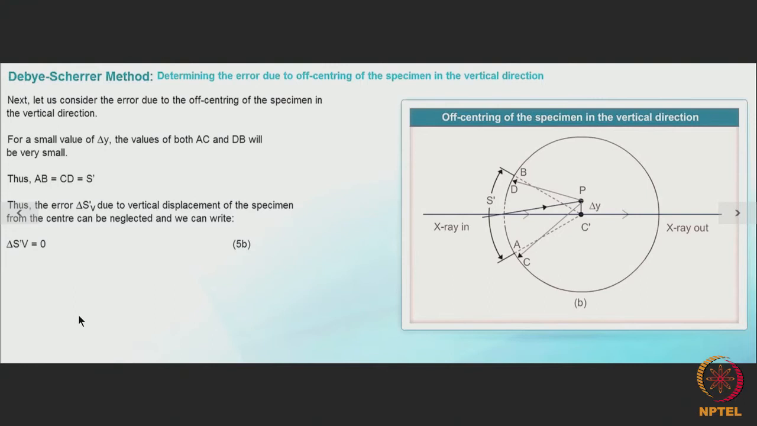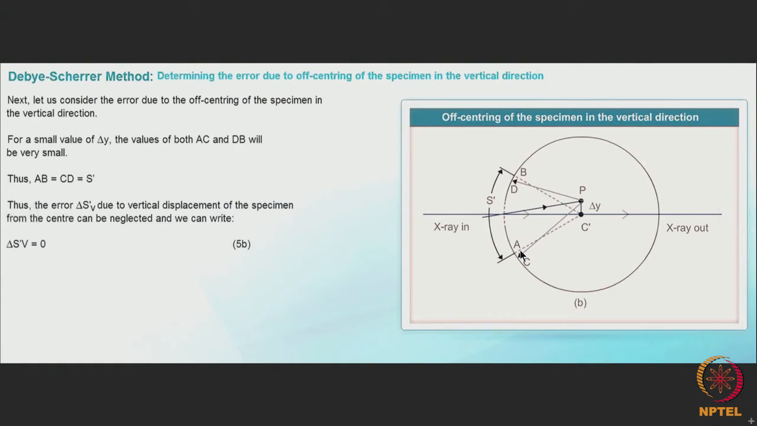Now, if we consider the error due to off centering of the specimen in the vertical direction, the appropriate diagram is shown here. You see, if the specimen were at C prime, the exact center of the camera, the diffracted beams would have struck the film at the point B and the point A. So, this should have been the correct value of S prime, but due to the vertical displacement of the specimen, whereby the specimen is placed not at C prime, but at P due to error, the diffracted radiations will intercept the film along P D and A C.